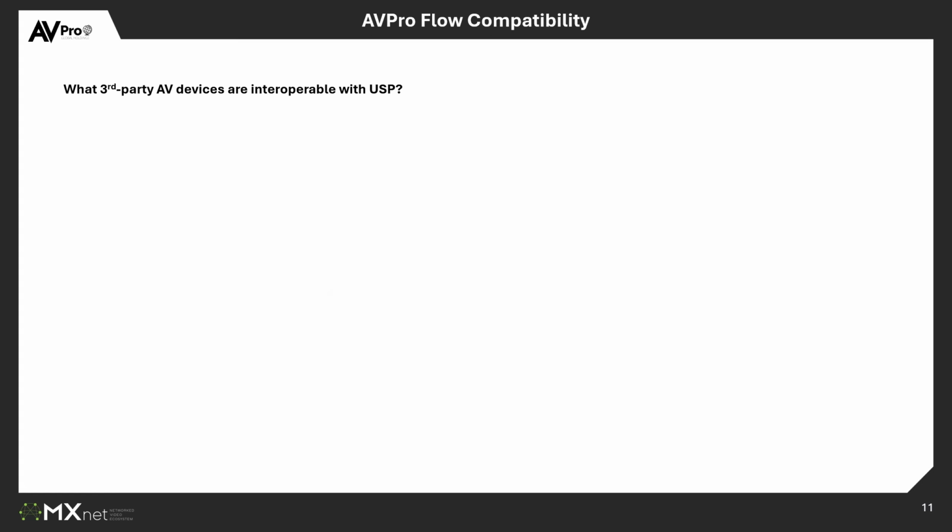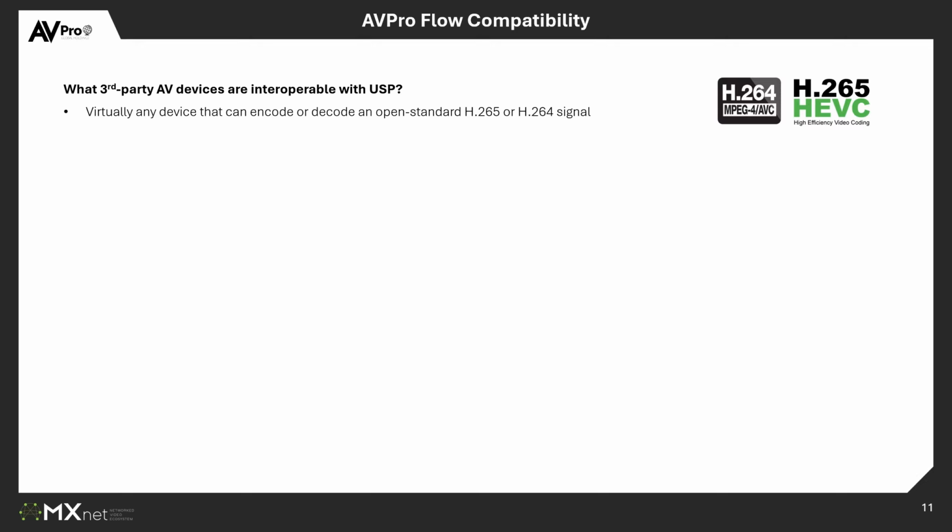Let's go down another layer and talk about how AVPro Flow and H.264 interoperability works on USP. You're probably asking yourself, well, what third-party devices are compatible with USP? The answer is virtually any device that is capable of encoding or decoding an open standards H.265 or H.264 signal. There are thousands of devices in the market that have the potential for interoperating with USP.